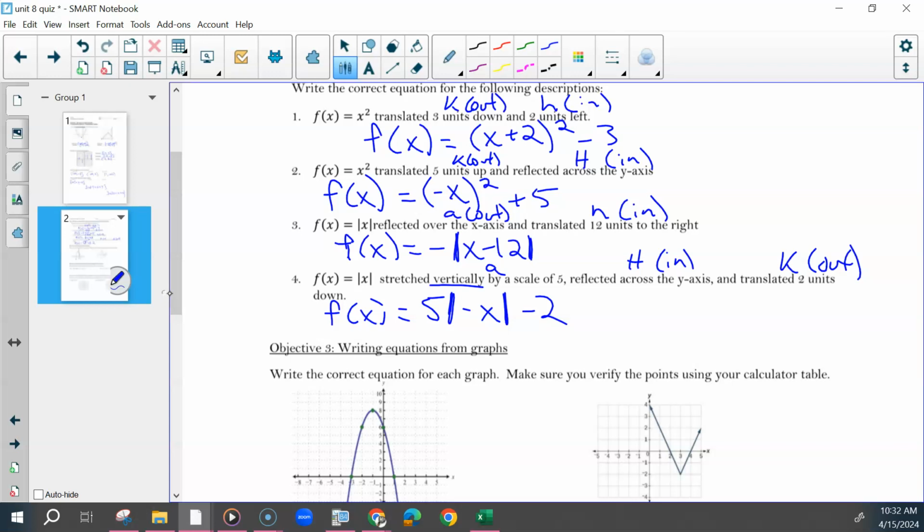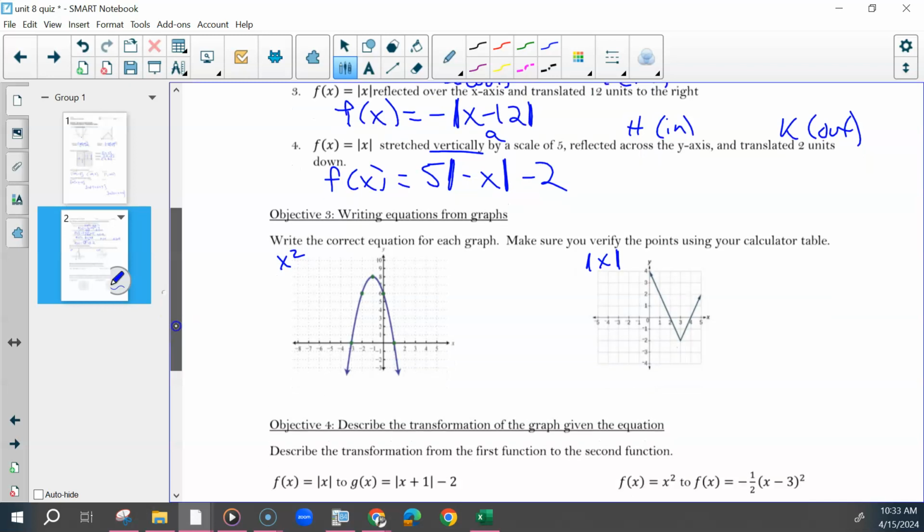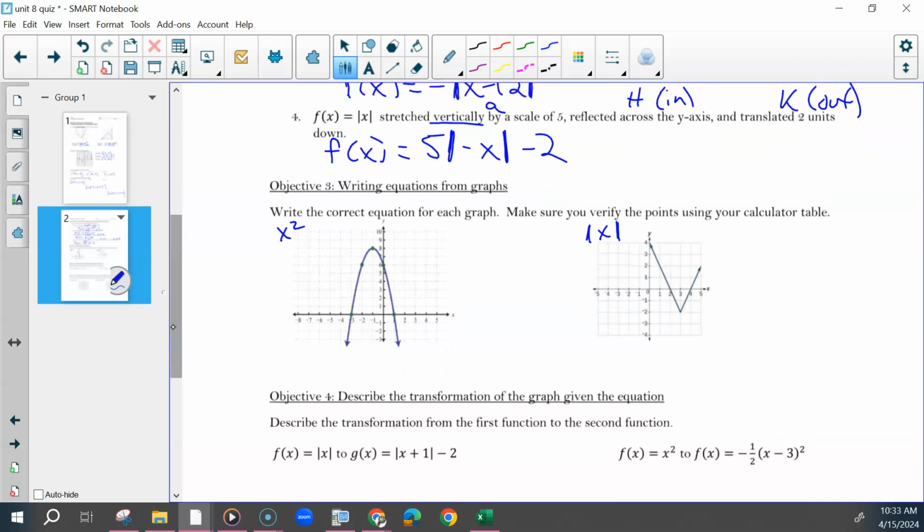Questions on that? Then objective 3 is writing the equation from the graph. One, you have to know which was which. The u shape was your x squared, the v shape was your absolute value. This one had a change in a based on the distance between those 2 points. I see that it's 2. It looks narrow, so that's going to be just 2. It's not going to be 1/2. So you could go y equals or f of x equals 2.